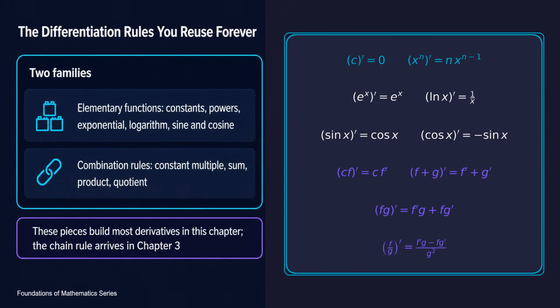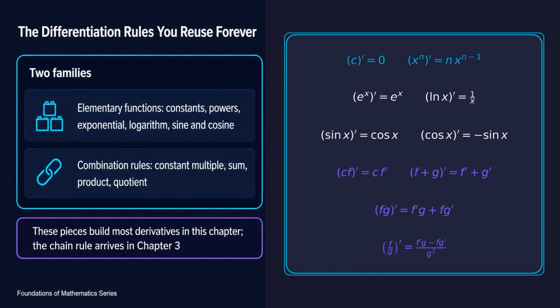Before going further into numerics, let us collect the rules you already need. They come in two families. The first is the derivatives of the elementary functions. A constant differentiates to 0, x to the n differentiates to n times x to the n minus 1, e to the x is its own derivative, the natural logarithm of x differentiates to 1 over x, sine differentiates to cosine, and cosine differentiates to minus sine.